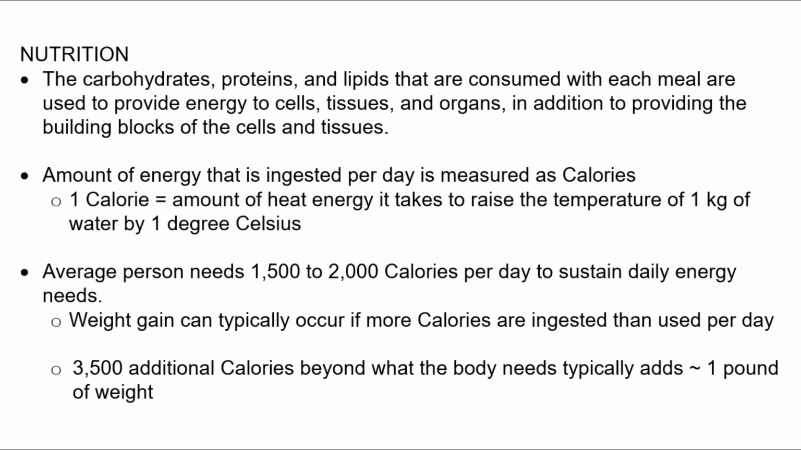Carbohydrates, proteins, and lipids that are consumed with each meal are metabolized to provide energy to cells, tissues, and organs, in addition to providing the basic building blocks so that cells and tissues can create their own carbohydrates, proteins, and lipids. The amount of chemical energy within the foods and beverages that we consume is measured in a unit called calories. A calorie is a unit of heat energy.